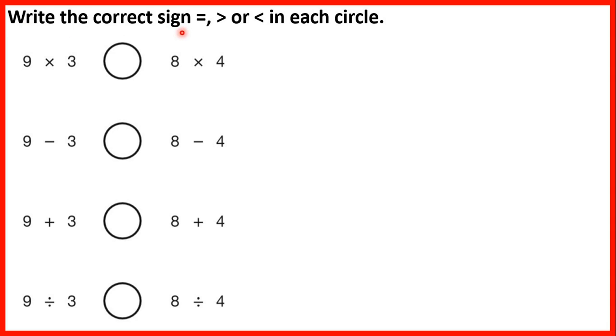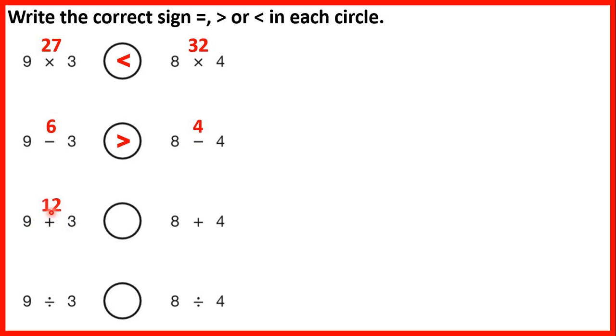Write the correct sign, equals, greater than, or less than, in each circle. So here we have 9 times 3, so that's 27, and then on this side we have 8 times 4, so 32, and 27 is less than 32. Now 9 minus 3 is 6, and 8 minus 4 is 4, so 6 is greater than 4, so 9 minus 3 is greater than 8 minus 4.